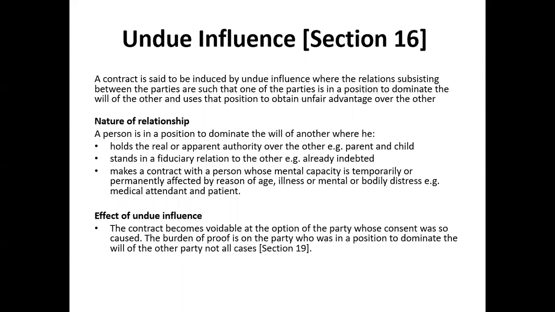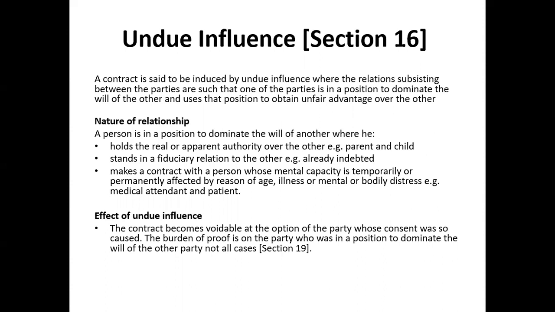Let's suppose there's a father and son, guardian and ward, employer and employee. We can also say trustee and beneficiary, teacher and student, doctor and patient, solicitor and client, fiancé and fiancée. So there are many examples. These are some of the examples where the father has a dominant power or undue influence on his son, employer on employee, teacher on student, doctor on patient, fiancé on fiancée.